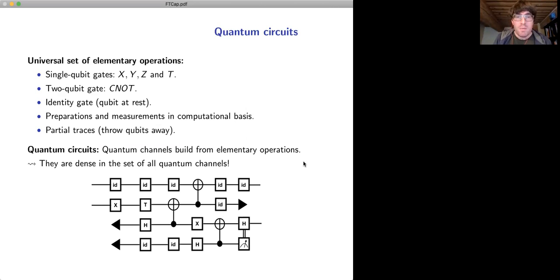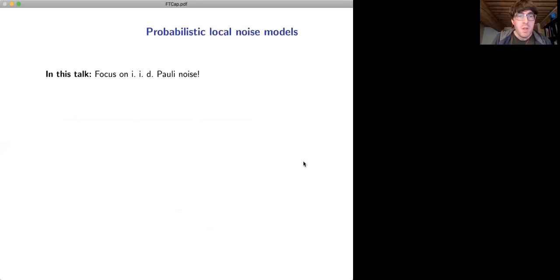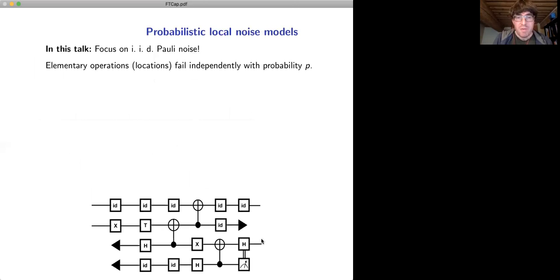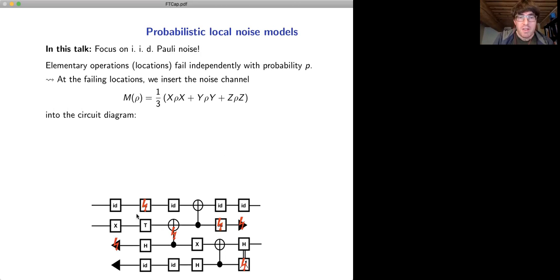Okay, so next I need to introduce noise on quantum circuits. And for this talk, I will focus on the simplest noise model, which is IID Pauli noise. And our results work more generally, but this is for this talk. This Pauli noise model works like this. So elementary operations, or locations as I will call them now, fail independently with probability p. So if we have this circuit, then I throw this biased coin for each of these elementary operations, and maybe these operations fail. Now I introduce a noise channel at these failing locations. So this noise channel in this case is a uniform mixture of the three Paulis. And I do it in the following way.